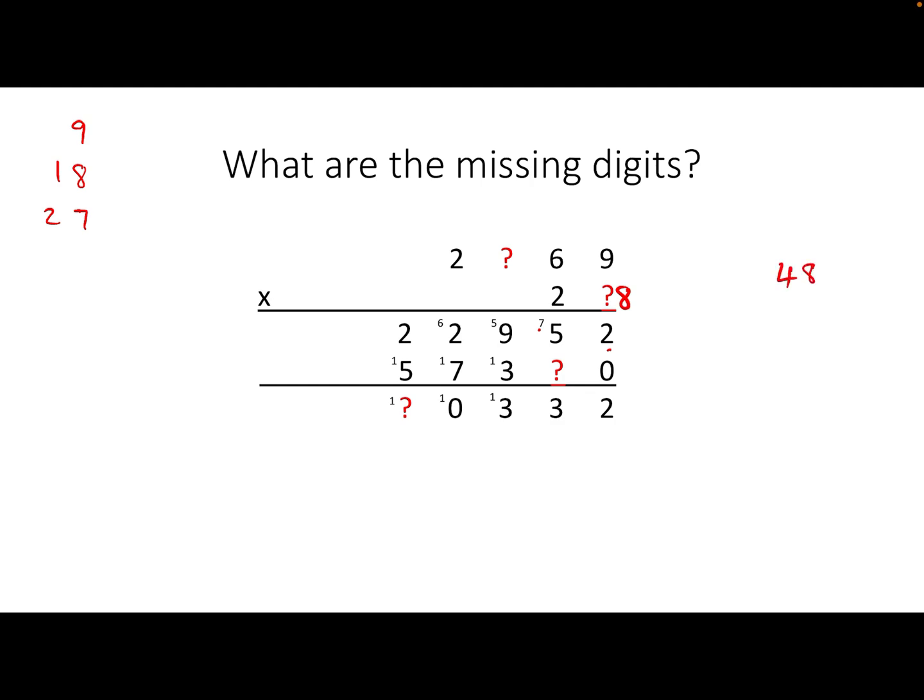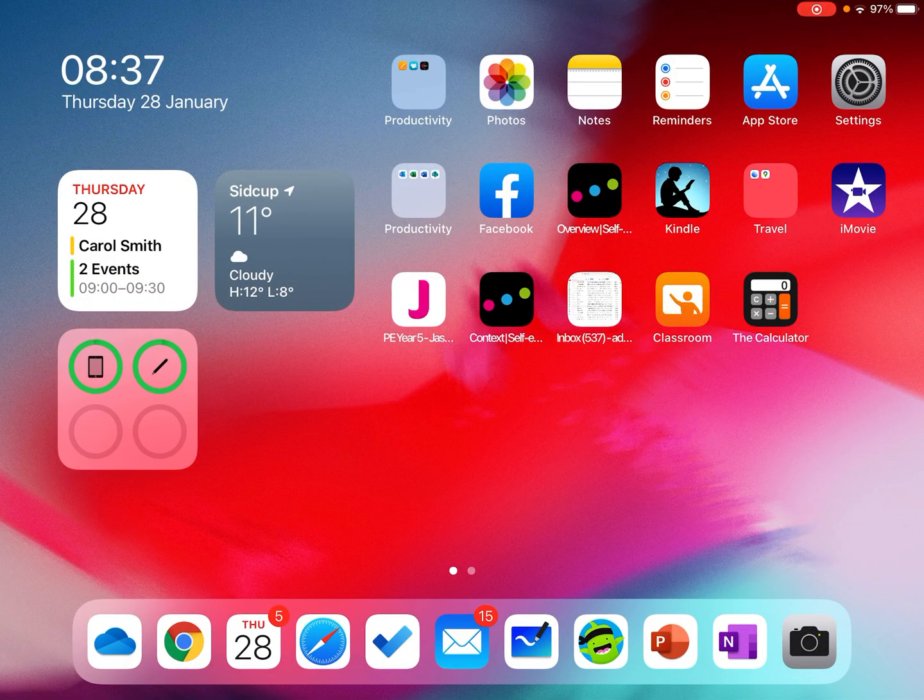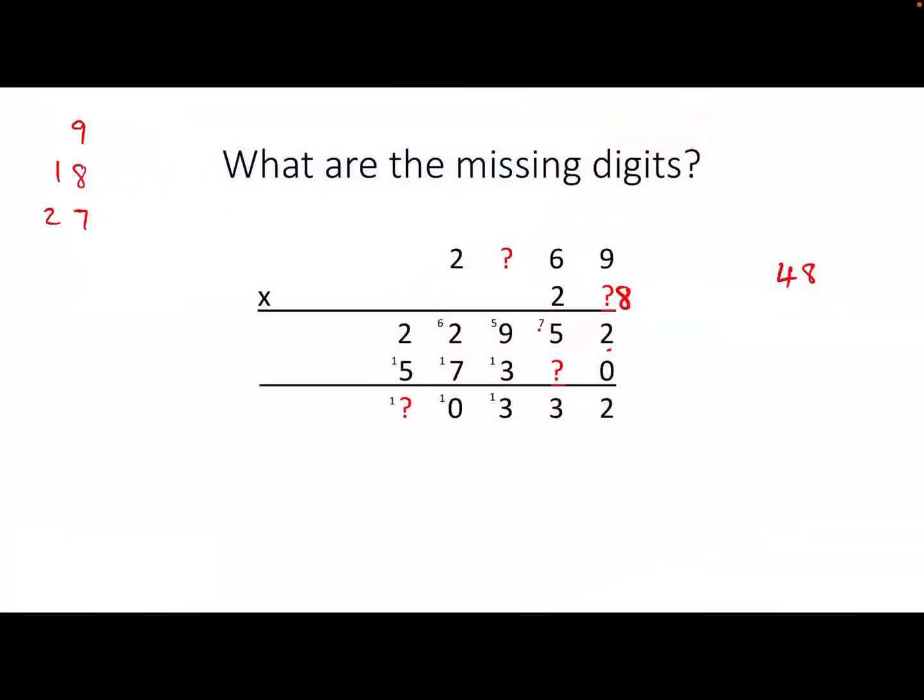So, quite a difficult one here. So we know it's 48. I'm going to put that there. 9 times 8 is 72. So, I need to get my 8. And I'm going to add on 7, because I've got my 7 here. So I've got 6 times 8 is 48. And I'm going to add on 7. And that is going to leave me with 55. So I put my 5 down. Carry my 5.